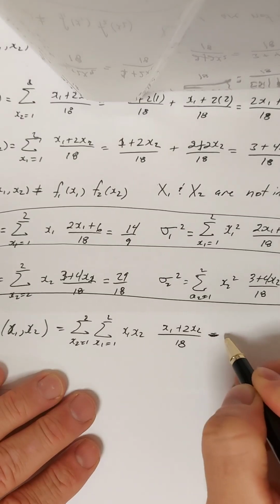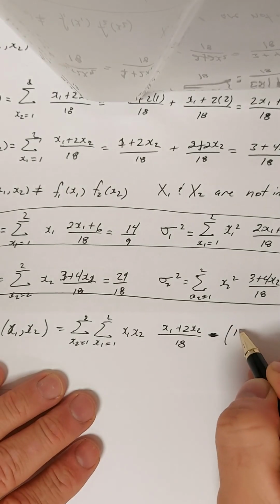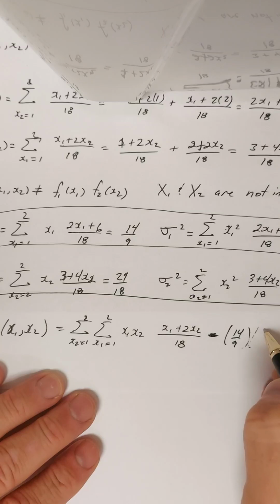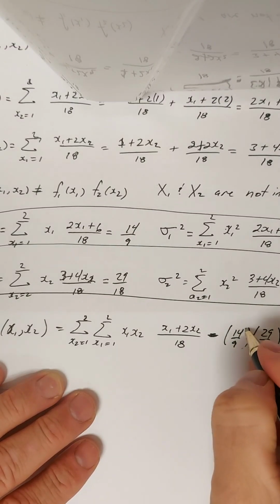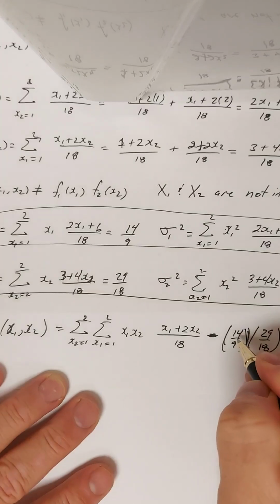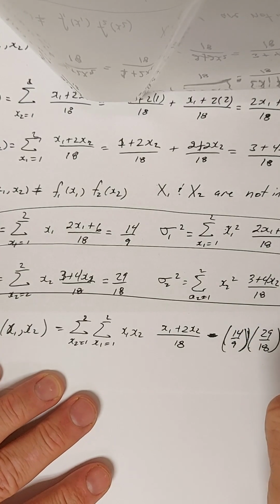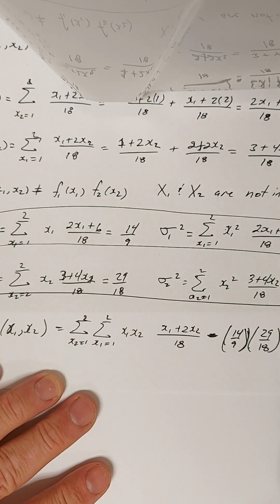Oh, I forgot the minus here. This is going to be minus 14 over 9 times 29 over 18. I was getting excited by putting the equal sign there. So this is mu1 times mu2. Okay, now this equals 45 over 18 minus 406.